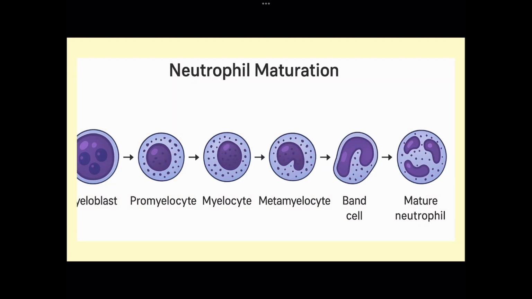This is the detail of neutrophilic maturation. It starts from myeloblast, then promyelocyte, myelocyte, metamyelocyte, band form, and mature cells. Promyelocyte starts the production of granules, that is primary granules of neutrophil, and from metamyelocyte secondary granules appear.